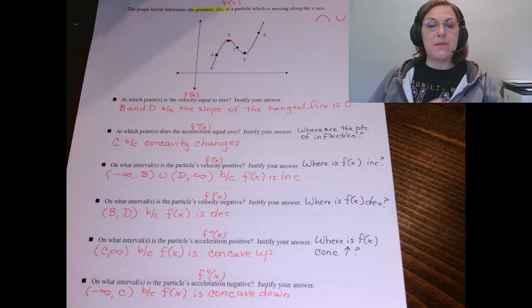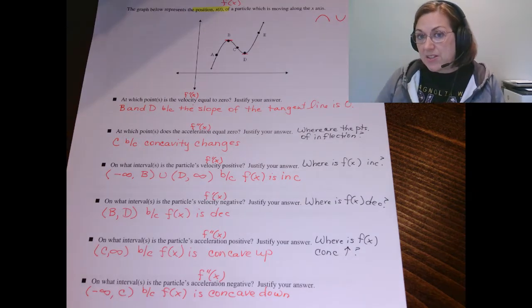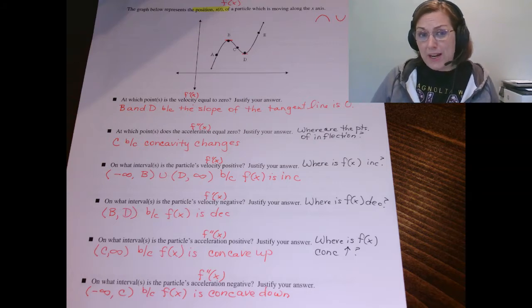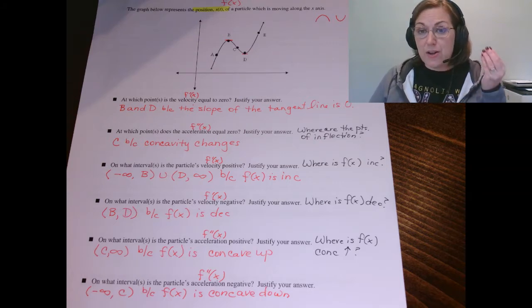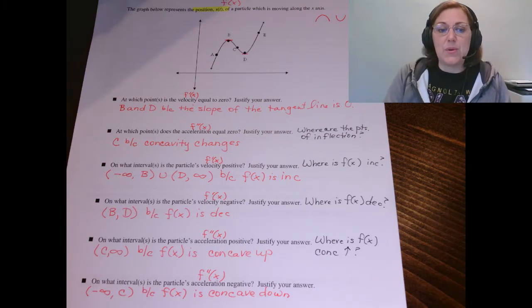Notice with every one of my justify answers, I say because, and I say the reason why. I say what I was looking at on this graph. You don't have to get wordy. I didn't write a book, right? A few words to say exactly what it is that I'm needing to explain.